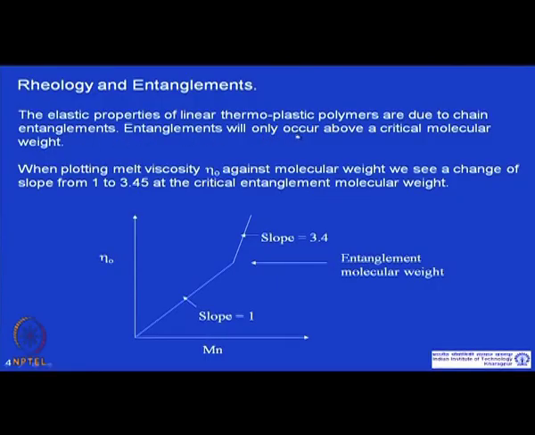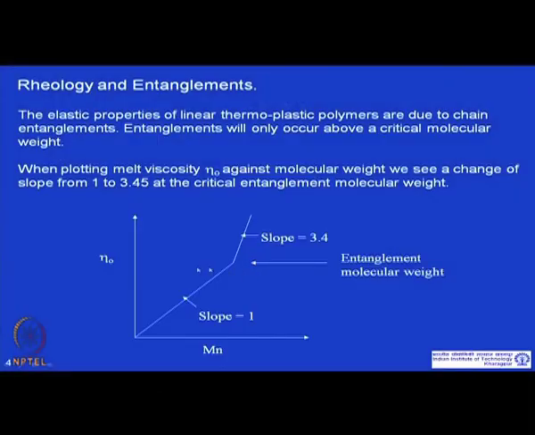Entanglements will occur for polymer chains above a critical molecular weight, and we call that molecular weight the entanglement molecular weight, ME. Now, if you look at the experimental value of viscosity versus molecular weight of a polymer, viscosity increases steadily with a slope of 1 until the entanglement molecular weight. But above it, the polymer chains are entangled, and moving past each other becomes very difficult, because they are entangled.